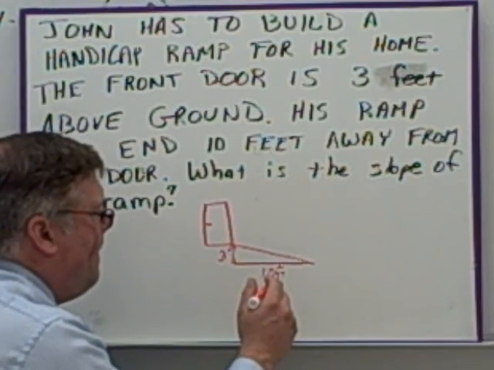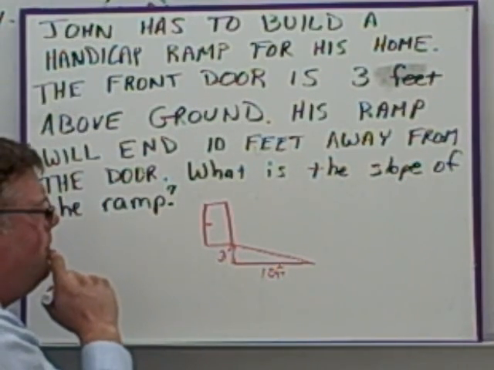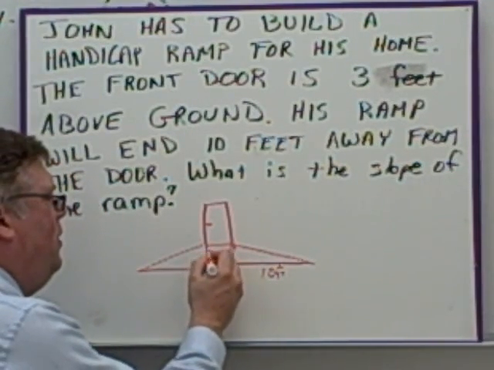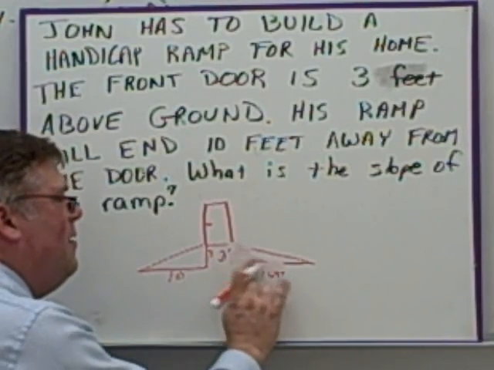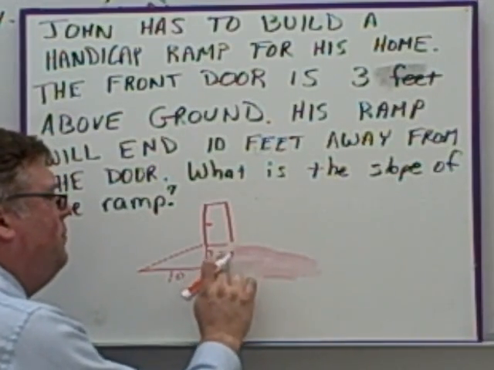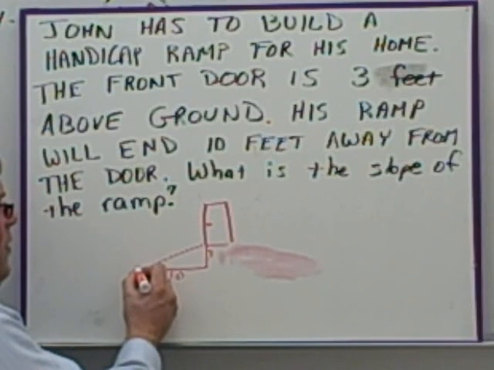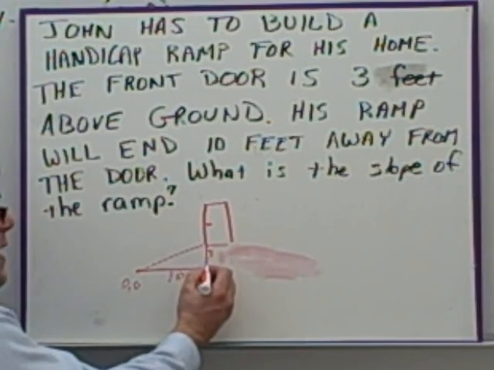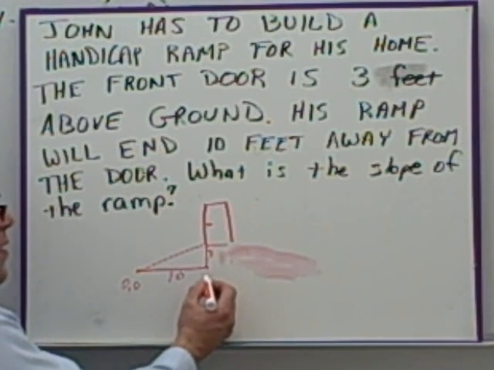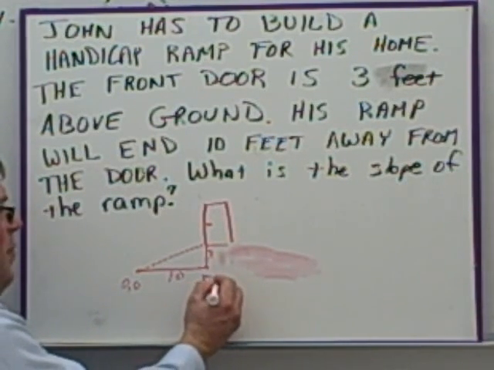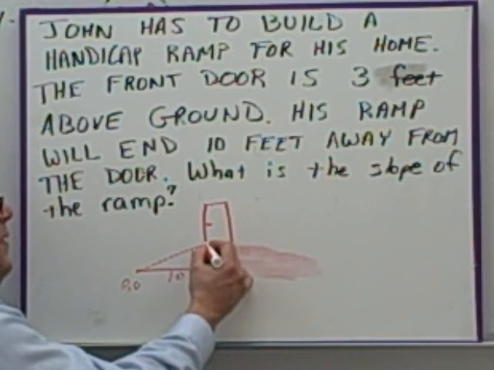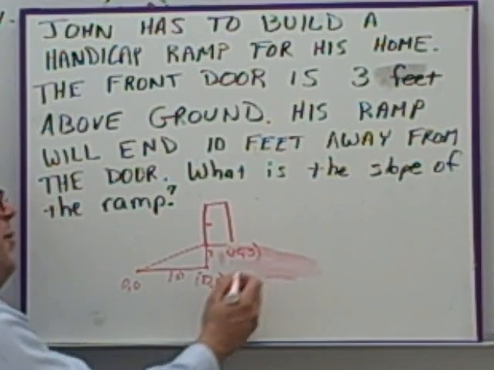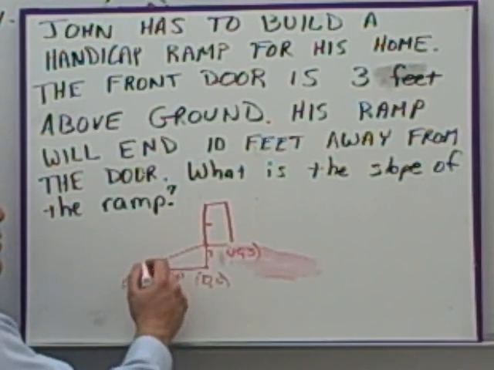Well, I don't like the way I've drawn this. Let's take a look at it the other way. I'm going to do it this way. 3 feet here, 10 feet there. Can I do that? Nah, that's not a problem. If I consider this point 0, 0, that would make this point 10, 0, which would make this point up here 10, 3. There are 2 points.